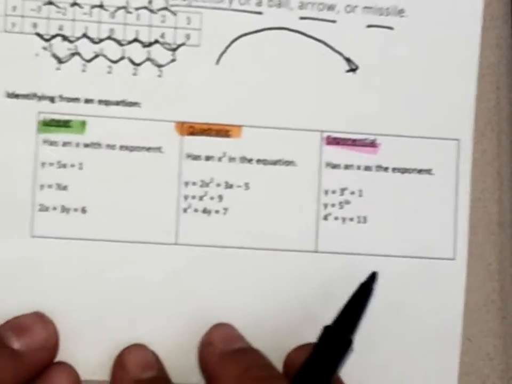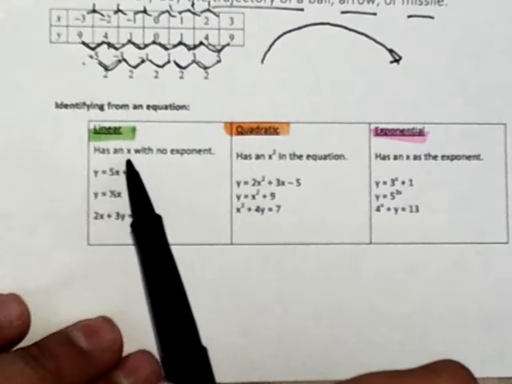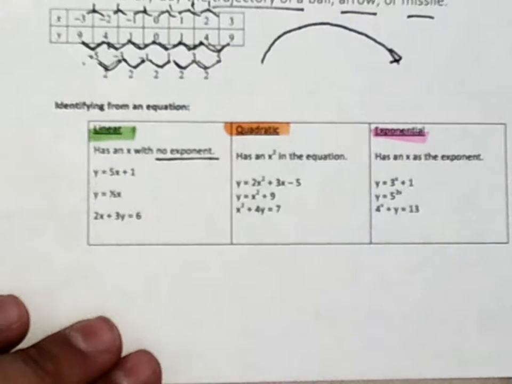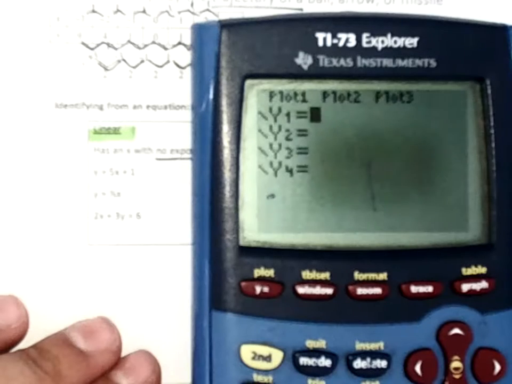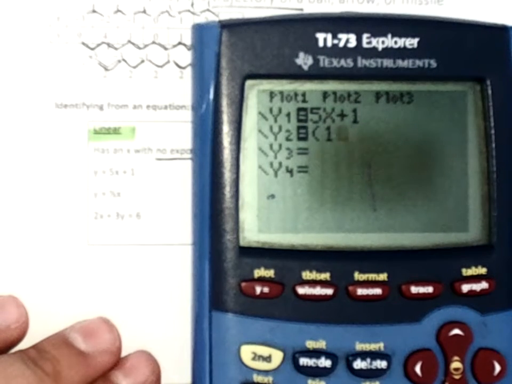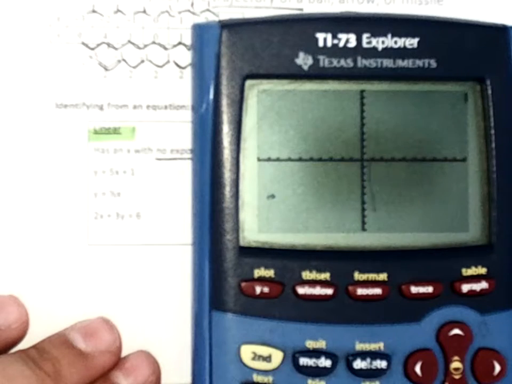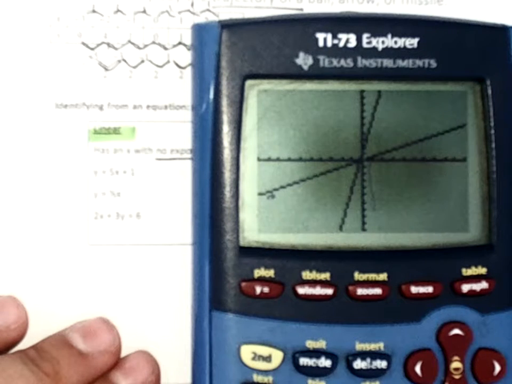If we're looking at equations, linear equations have an x with no exponent. So something like y equals 5x is going to be linear. So let's just make sure with our calculator, 5x plus 1, 1/2 x. We graph both of these, and we see that they create straight lines. So as long as there is an x value with no exponent, we know that it is linear.